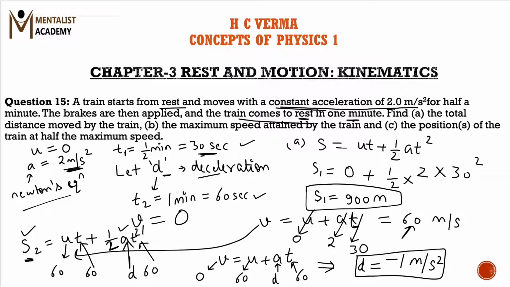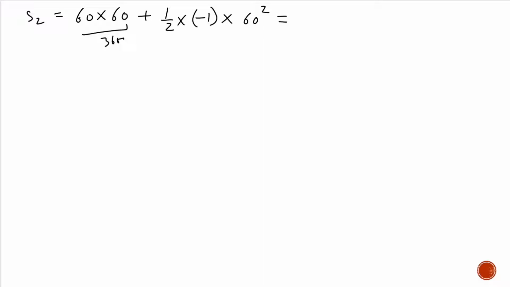So we just need to put this deceleration into S2 equation and we can find out the value of S2. So let us solve for S2. S2 will be equal to 60 into t is also 60 plus half into deceleration is minus 1 into t square, that is 60 square. So when we will solve this value, this is 3600 and this is 1800. 3600 minus 1800 would come out to be 1800 meters.